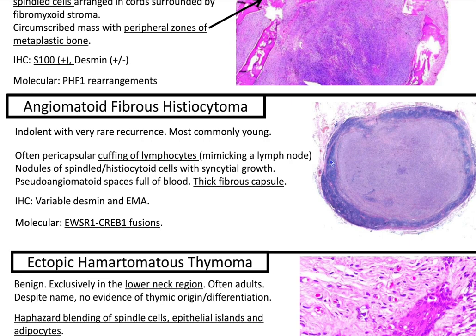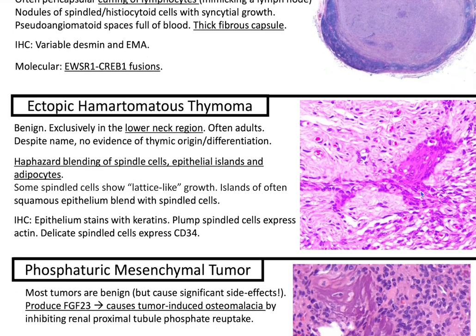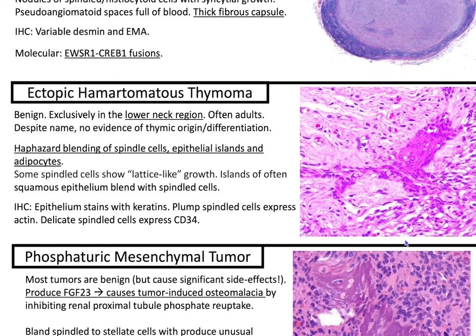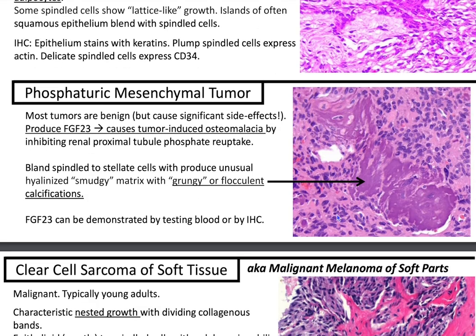Angiomatoid fibrous histiocytoma, thick fibrous capsule, cuffing of lymphocytes, pseudoangiomatoid spaces full of blood. EWSR1-CREB1 fusion, ectopic hamartomatous thymoma. No evidence of thymic origin differentiation. You'll have haphazard blending of spindle cells, epithelial islands, and adipocytes. Phosphaturic mesenchymal tumor produces FGF23. You can have tumor-induced osteomalacia, grungy, flocculent calcifications.